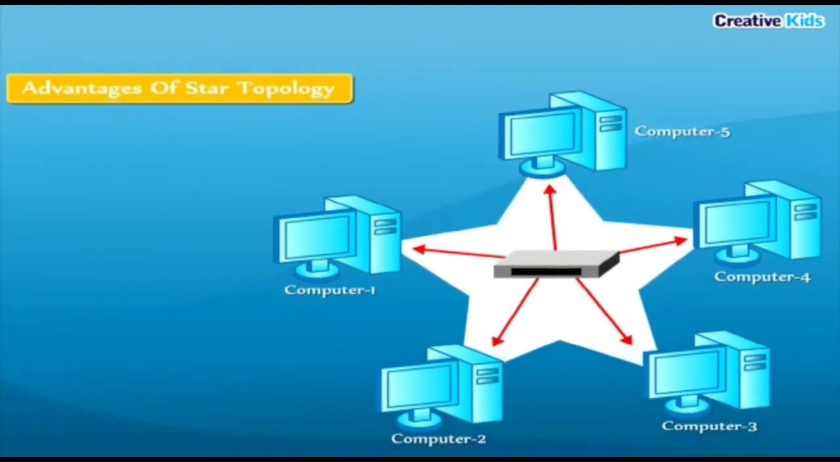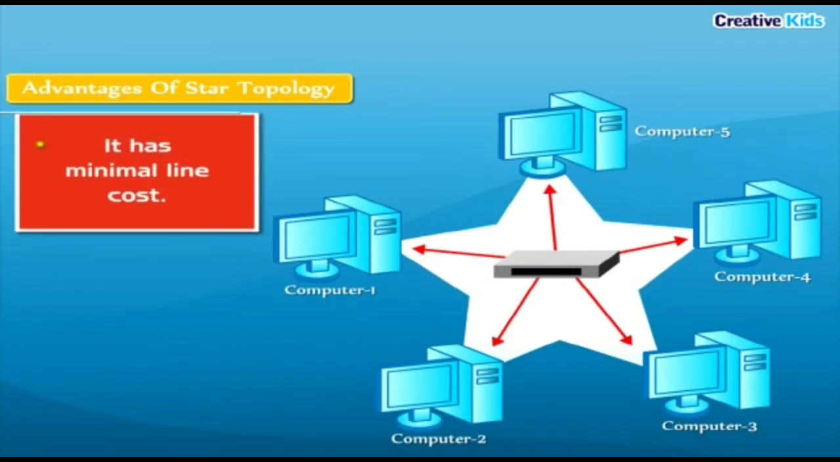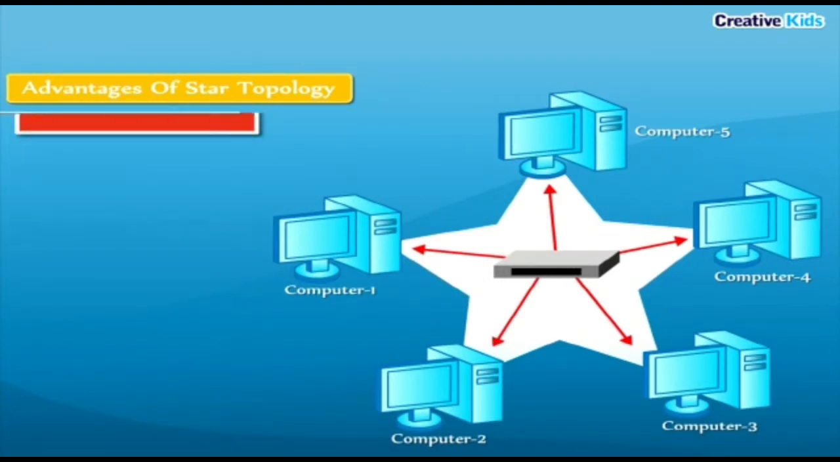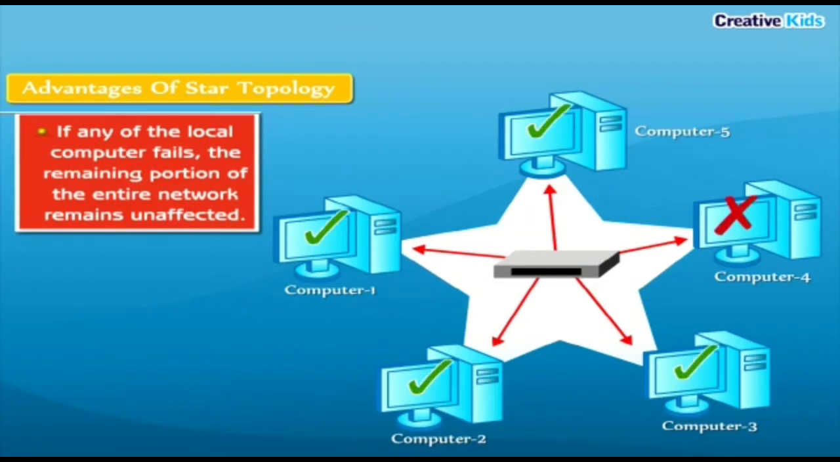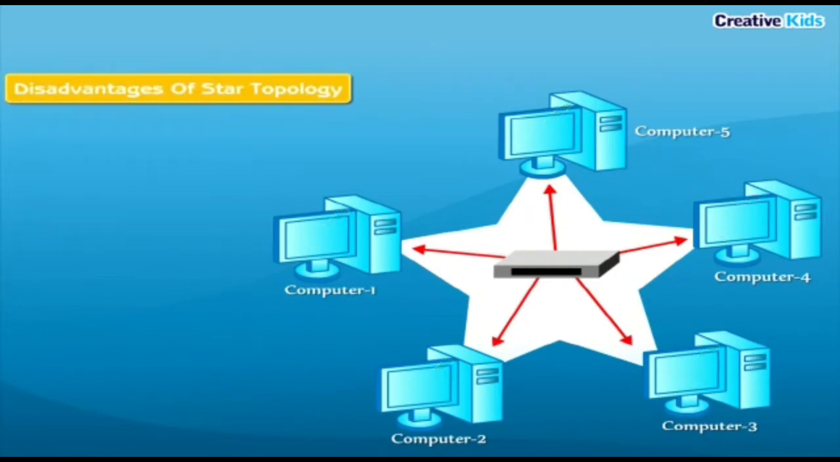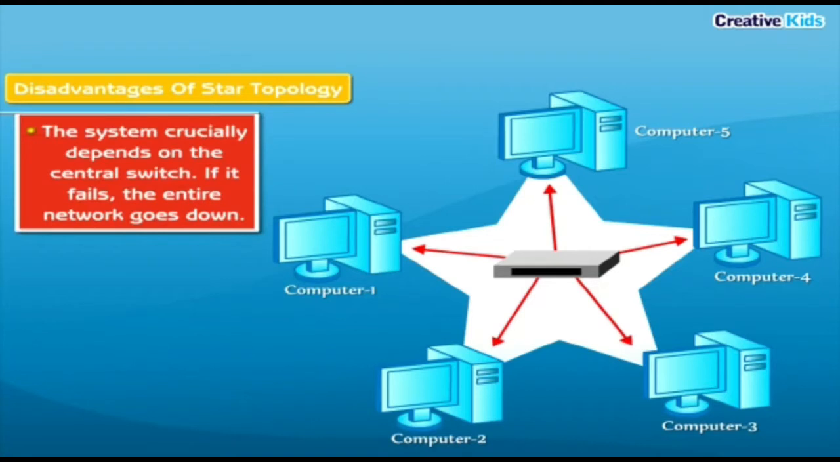Advantages of star topology. It has minimal line cost. If any of the local computers fails, the remaining portion of the network remains unaffected. Disadvantages of star topology. The system crucially depends on the central switch. If it fails, the entire network goes down.